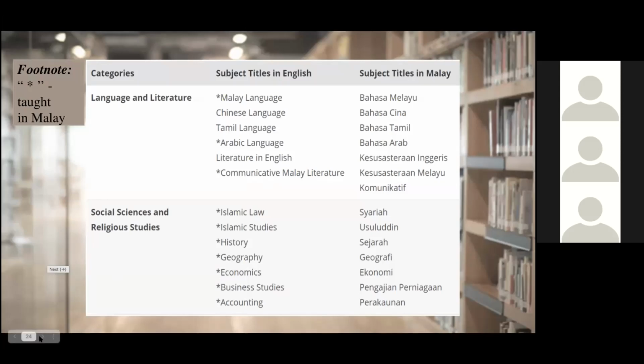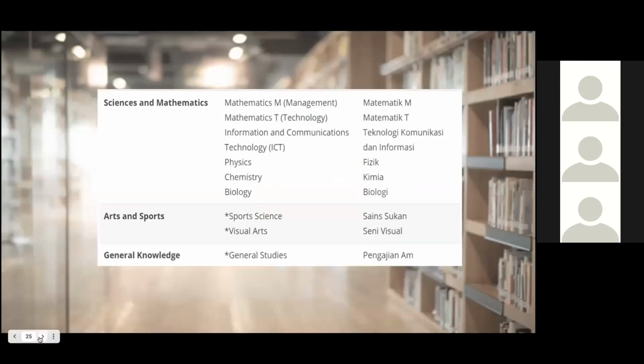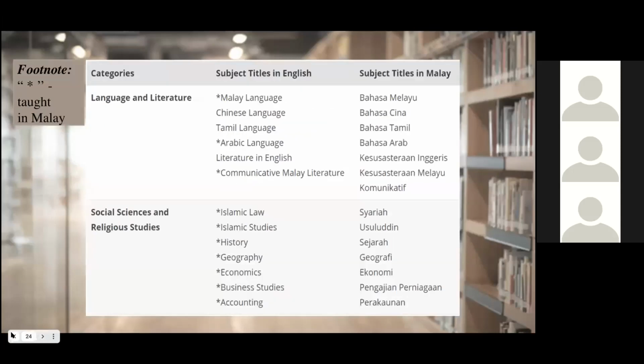Okay, so I carry on with the next category, which is social science and religious studies. For this category, all of the subjects are being taught in Malay, because they offer Islamic law, Islamic studies, history, geography, economics, business studies, and accounting.